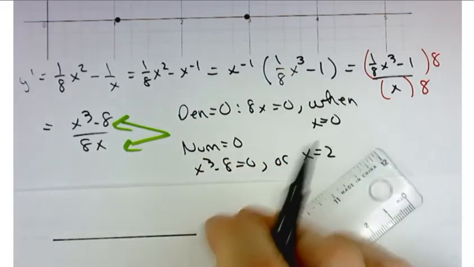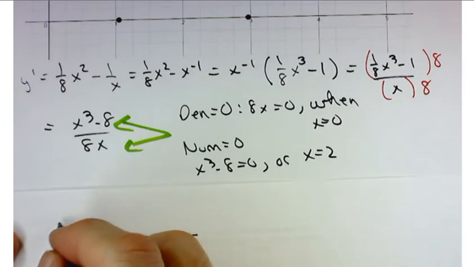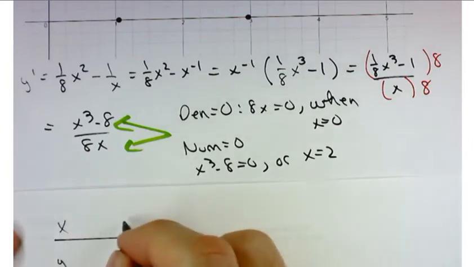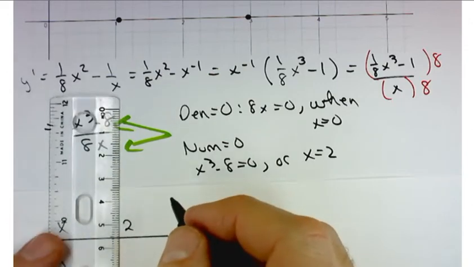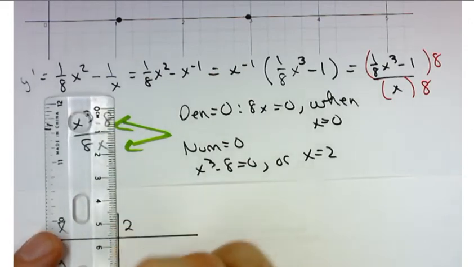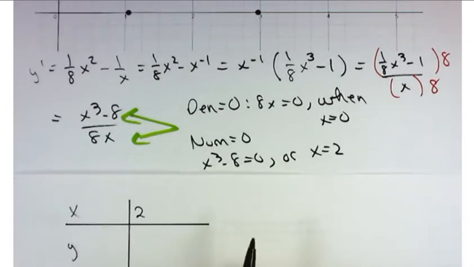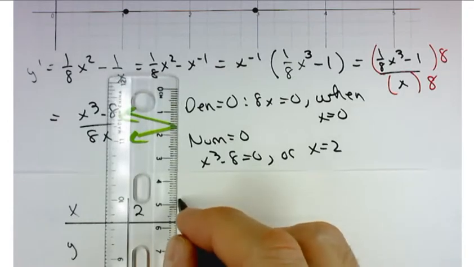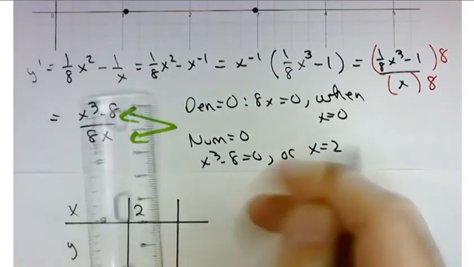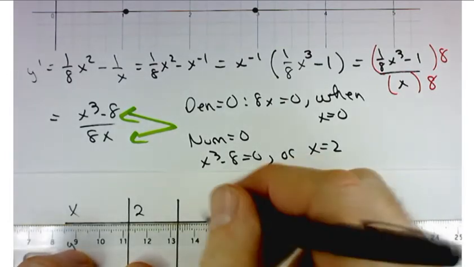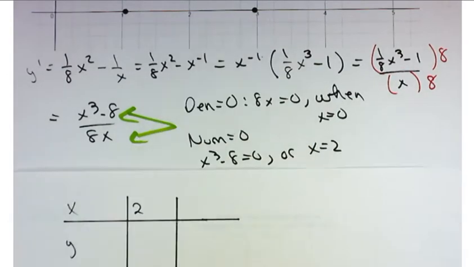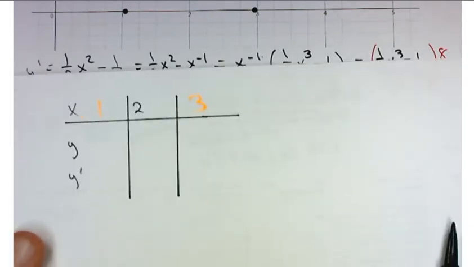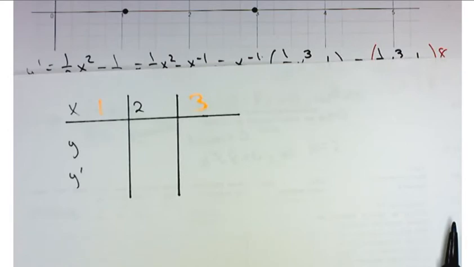Let's do our standard little table here. Got x, y, and y prime, and then 2 will be our point of interest. So I want to test 2. I want to test to the right of 2 and to the left of 2. 1 and 3. All right, 1 and 3. Those would be good test points. So 1 and 3. You might want to plug that into your calculator to test it. It's kind of up to you.